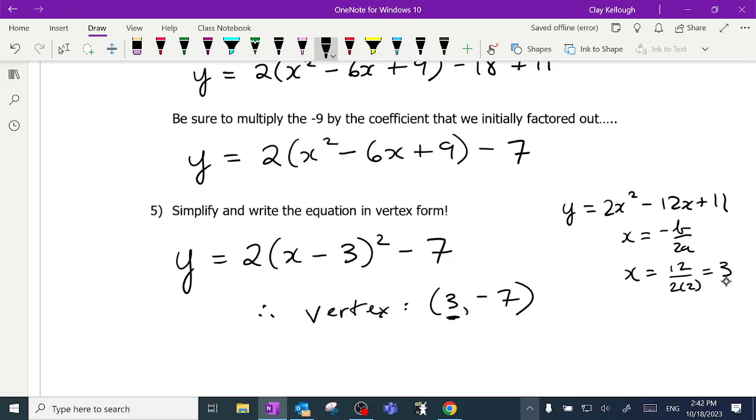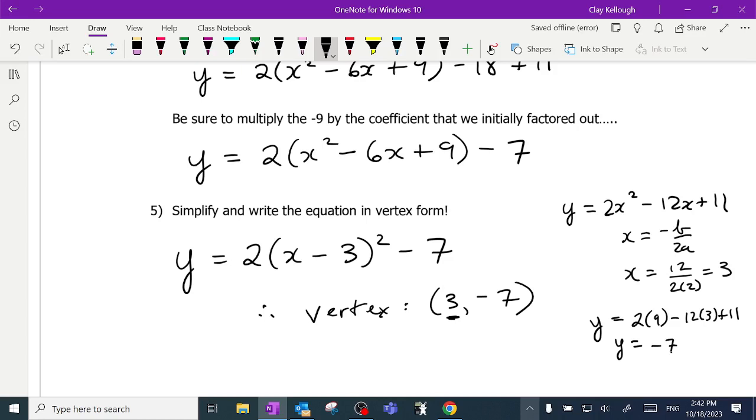And do you remember how we get the y-coordinate of the vertex? Well, we'd have to pick up this 3 and run it through the formula. So let's see, that's 2 times 9, right, 3 squared, minus 12 times 3 plus 11. And that's, what is that? Ew, that's 18 minus 36 plus 11. Okay, if I do the math on that, I do get negative 7. But that's kind of more work, actually.